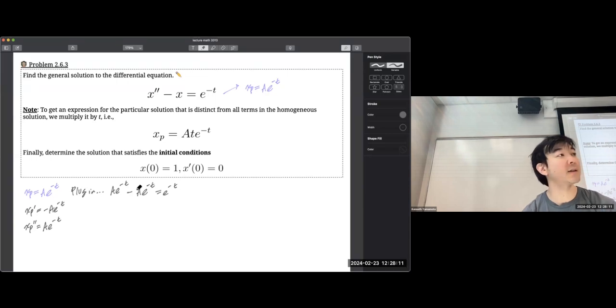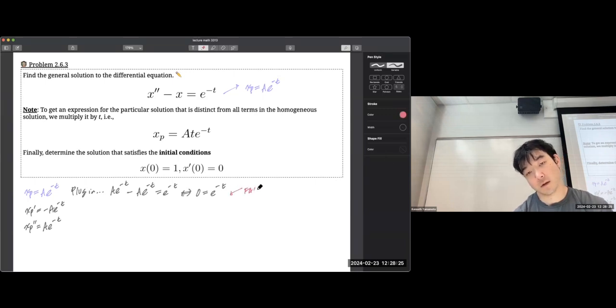But if you look at the left-hand side, those are two things that subtract from each other. So we're going to get a false statement. We're going to get 0 is equal to e to the negative t. So this is an issue because this is a false statement. And so we can say that this is actually giving us issues. So we can't have this solution form.